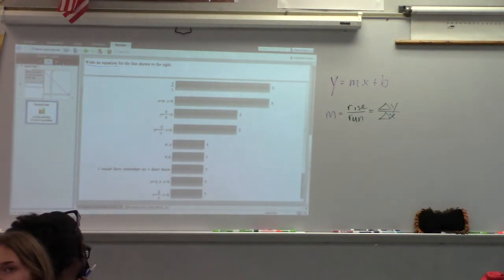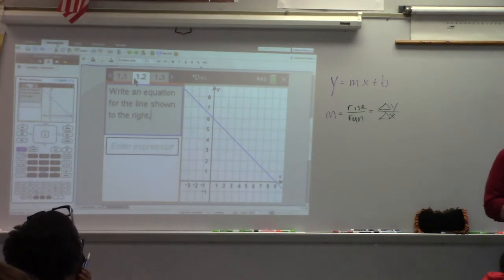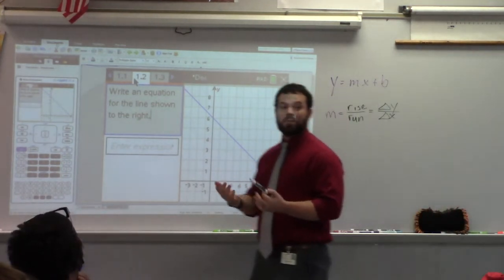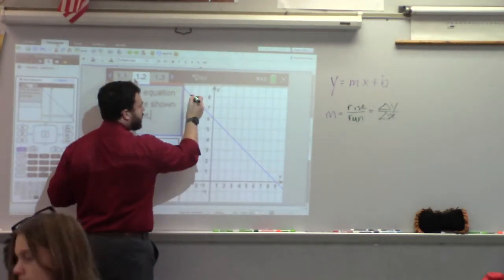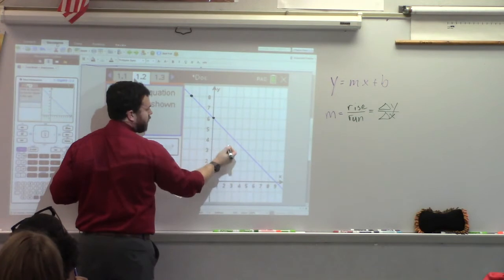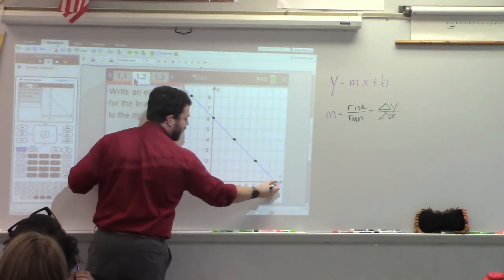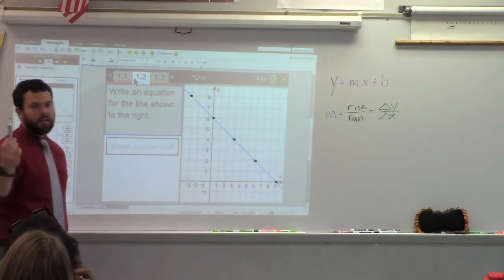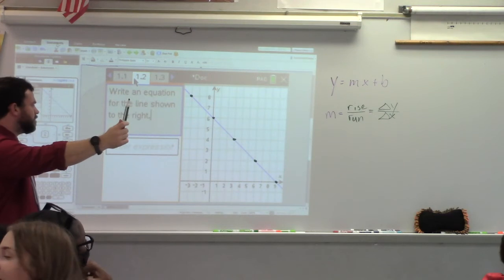I'm going to go to the graph now. And how am I going to figure out what the slope is off of a graph? Alright, just find points. Does it matter which two? No, I just need 2 points, right? So here's a point, here's a point, here's a point, here's a point, here's a point. Can I get somebody to come up here and show us the rise divided by the run? Nathan, come on up.